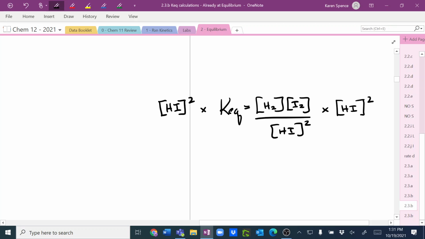HI squared, that cancels out, yes. And then we want to get rid of the KEQ because we want HI all by itself. What are we going to do next? Divide both sides by KEQ.